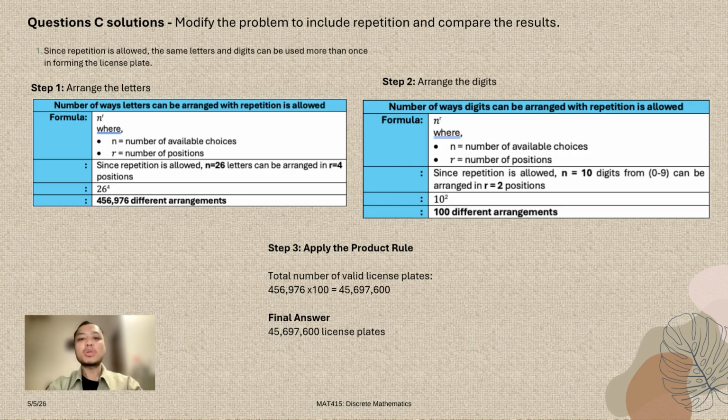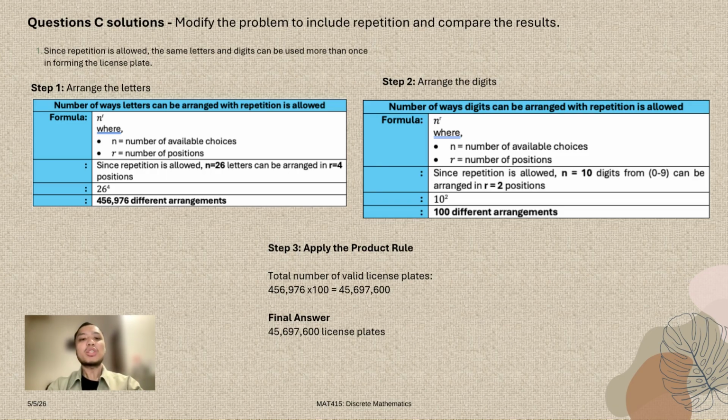So for the letters, there are 26 uppercase letters available, so n is equal to 26. There are 4 letter positions, so r is equal to 4. Therefore, the number of letter arrangements is 26 to the power of 4. So this means 26 times 26 times 26 times 26, because each of the 4 letter positions can use any of the 26 letters. So the answer is 456,976 different letter arrangements.